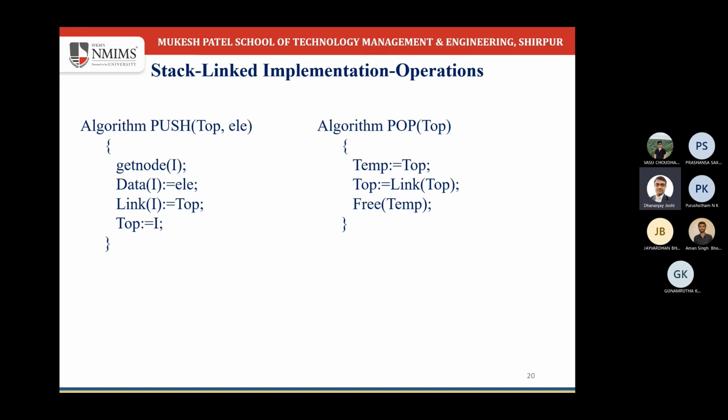To release the memory of a node, we need that node's address. If I do top equal to link of top, top will have the address of the second node, but we will lose the address of the first node. If I want to free it, I need its address. So I will use some temporary variable and assign top to it. Then I will use this address to release the memory. In case of deletion, I use a temporary variable to store top so that I can free the memory. Otherwise, top equal to link of top is sufficient to disconnect the node from the list.